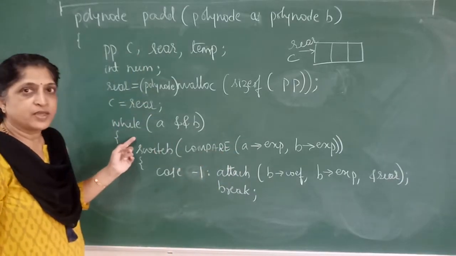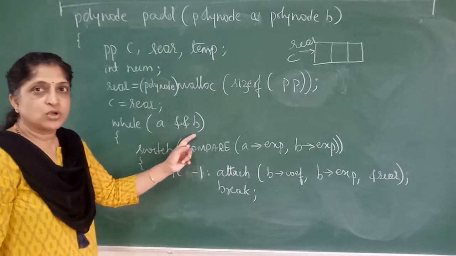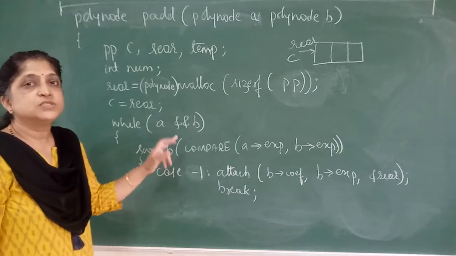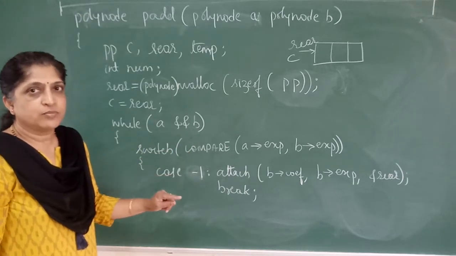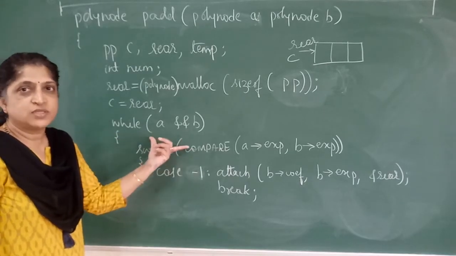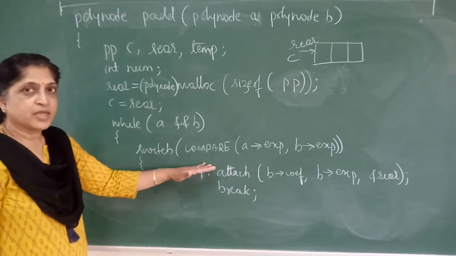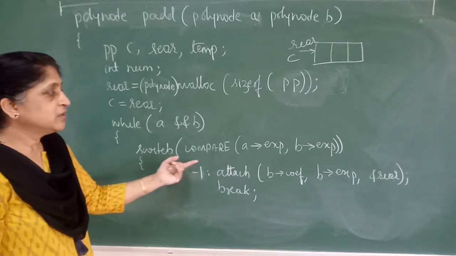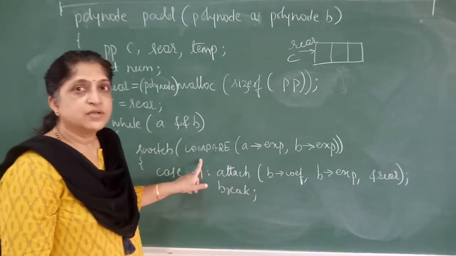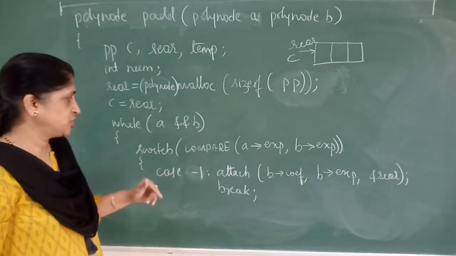Then here we have while A and B, that is, as long as A is not null and B is also not null, we go on performing this operation. Once one of these becomes null, that means we have reached the end of one of the polynomials. So when both are not null, we perform this operation. We switch on compare, that is, we have written compare of A exponent with B exponent. We know that this compare will return either -1, 0 or 1. Based on that value, we switch.